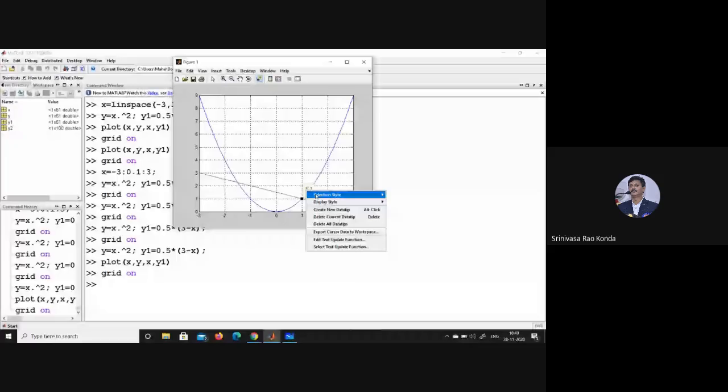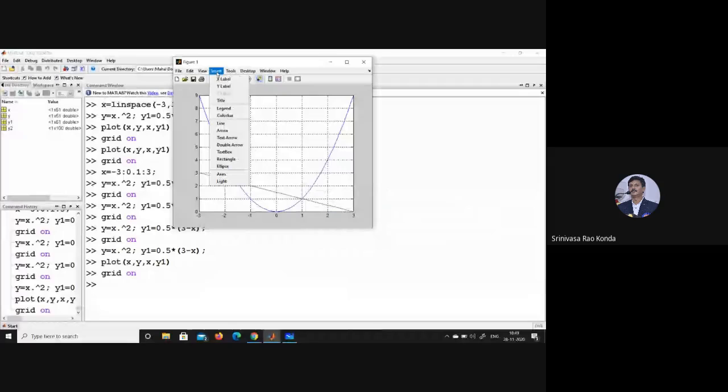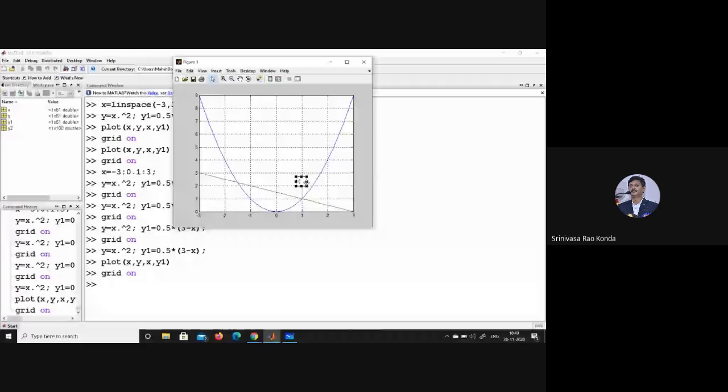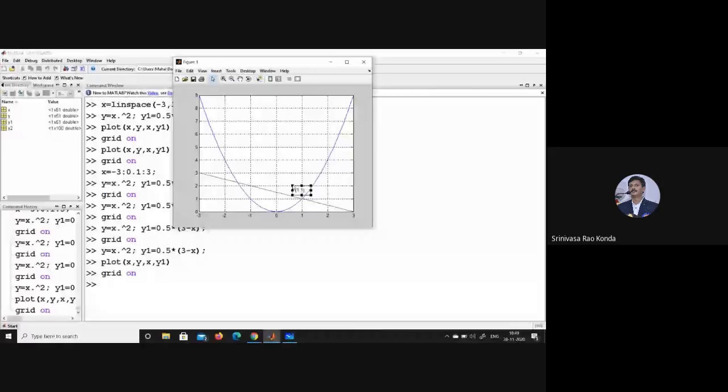Delete all derivatives. There is Insert, text box. Otherwise, text "1, comma 1". We can remove this text box also by seeing Edit. This box also we can remove. Okay, so edge color, no color.